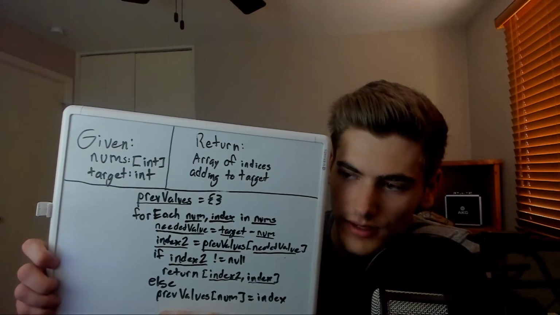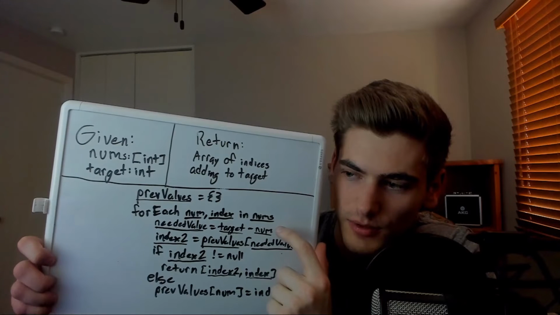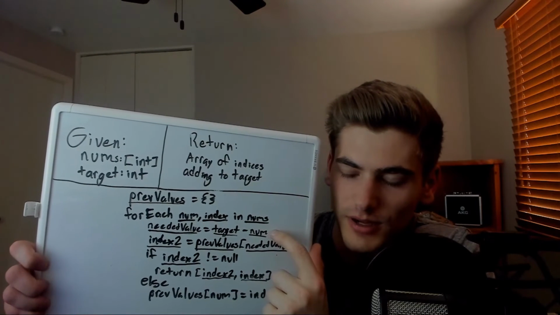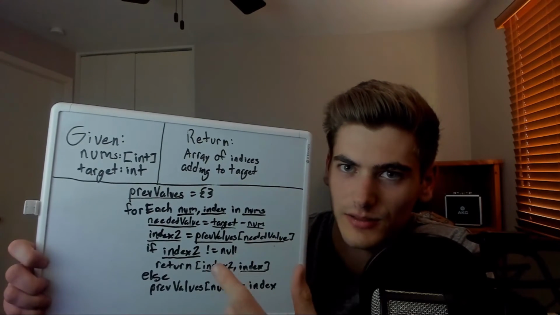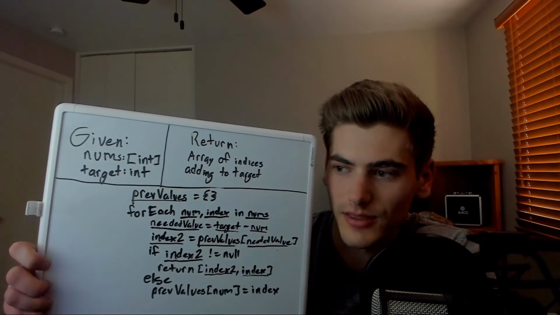And if you look down here a ways, you see first we're getting the number that we need. Right here we're getting the needed value by subtracting the current number from the target, and that's what other number we need to add up to make this number.